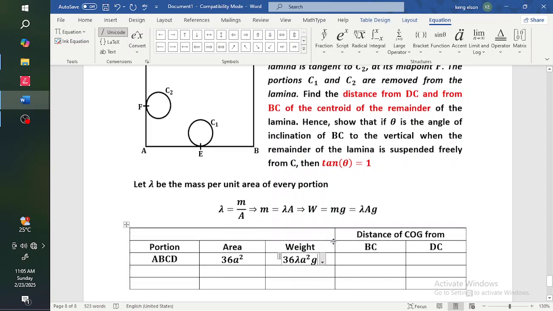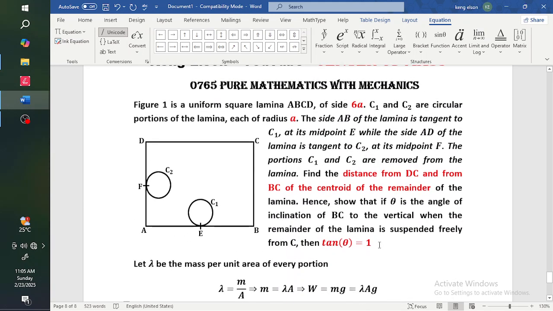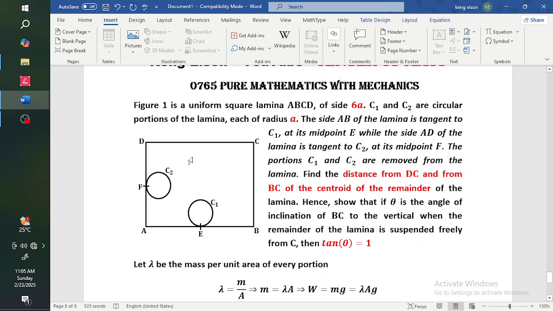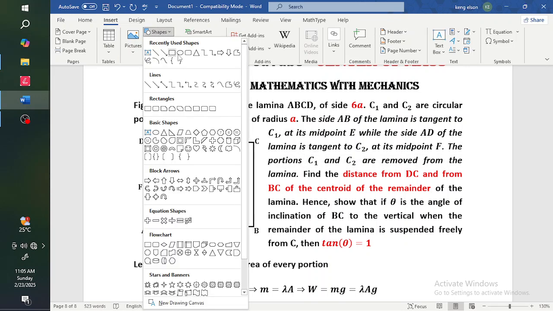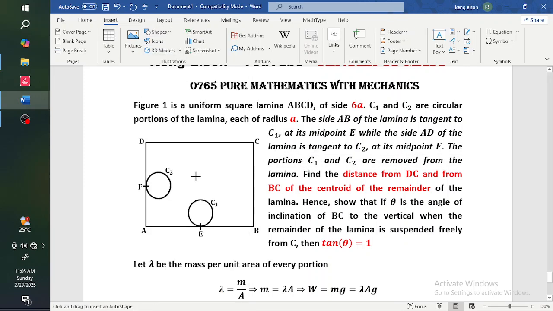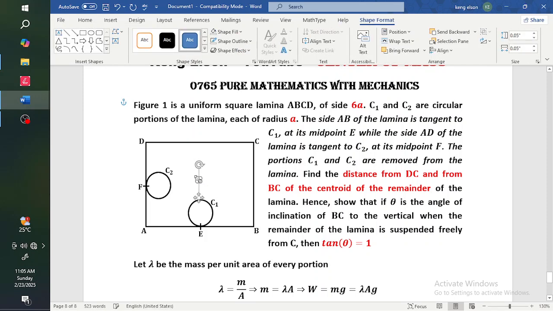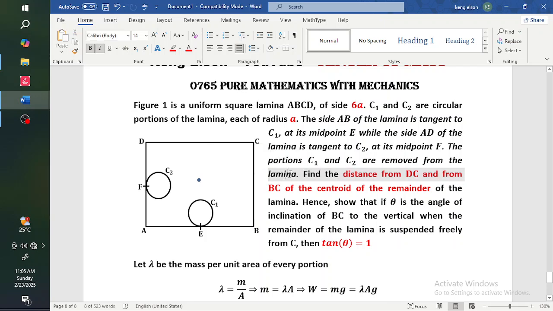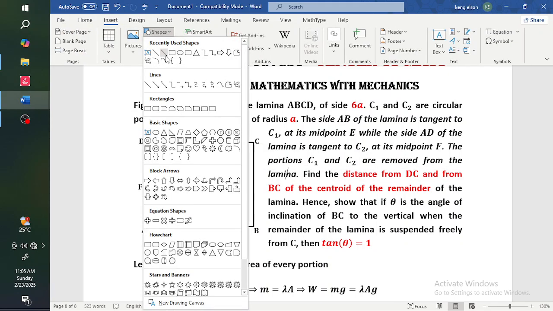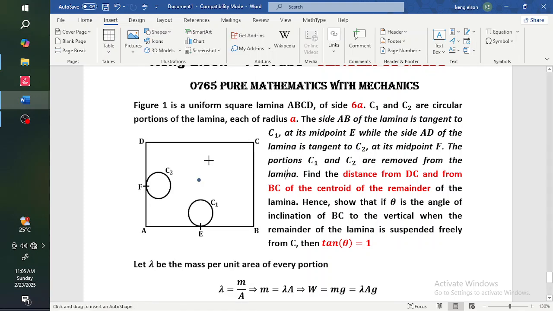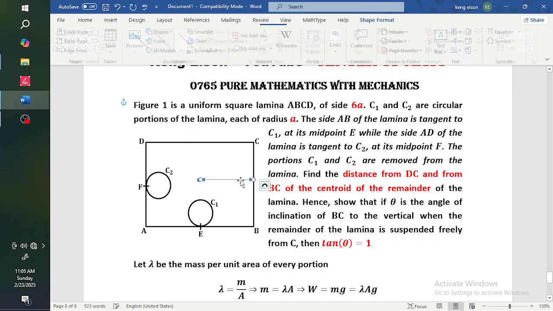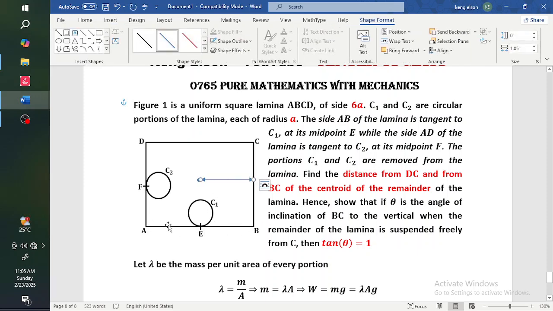Now, what is the distance of the center of mass from BC? It's very important that we go to the diagram and indicate its position. The center of mass will lie at the center because it is a square. So what is the distance of that point from BC? We need to find this distance. It's just half of the side, because it's the center, so it's going to give us 3A.